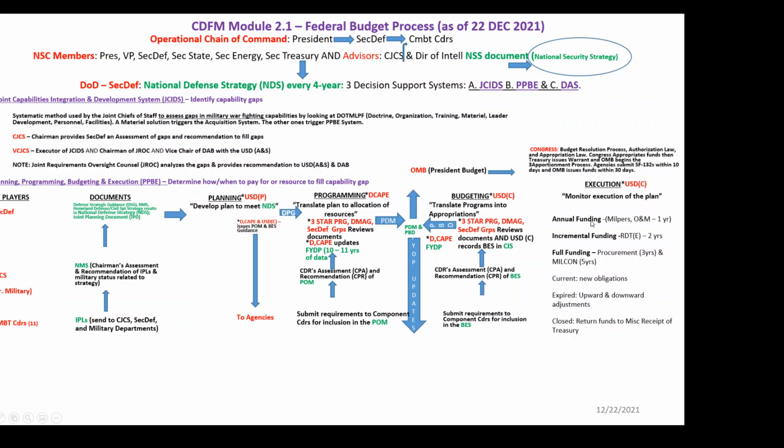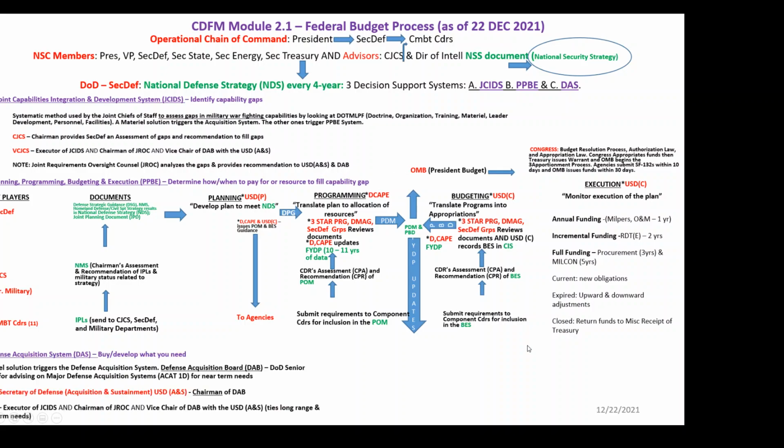So you know you have annual funding, incremental, full funding. You got your different terms. Your appropriations are current, then they're expired for a certain amount of time, then they're closed. So those are terms that you need to know.